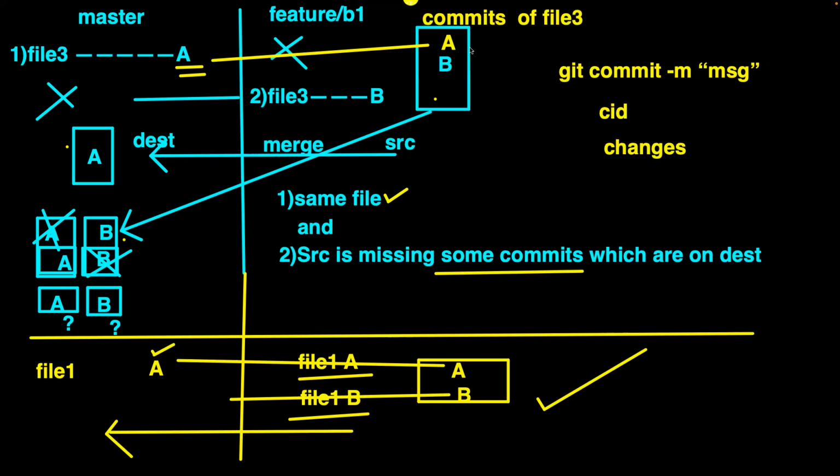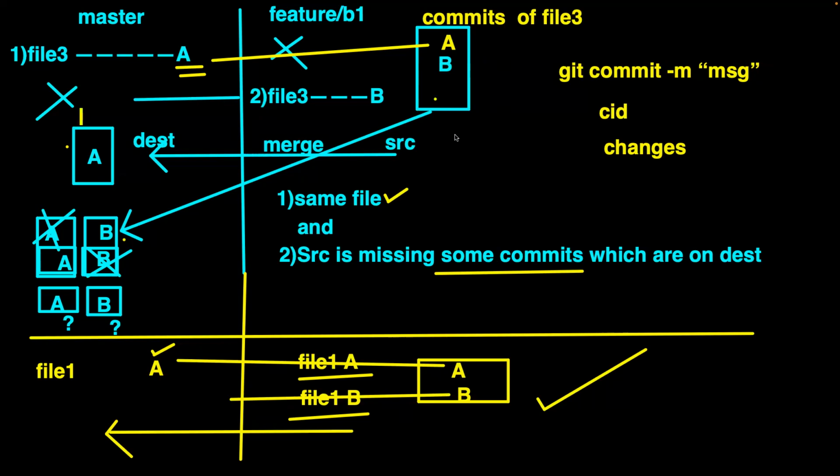Commits of file 3 on feature branch is only B, whereas commits on file 3 on master branch is only A. They are different. If you are trying to merge, it should merge successfully if this is the case. Source should have all the commits of that particular file when you are merging. That is the point here.